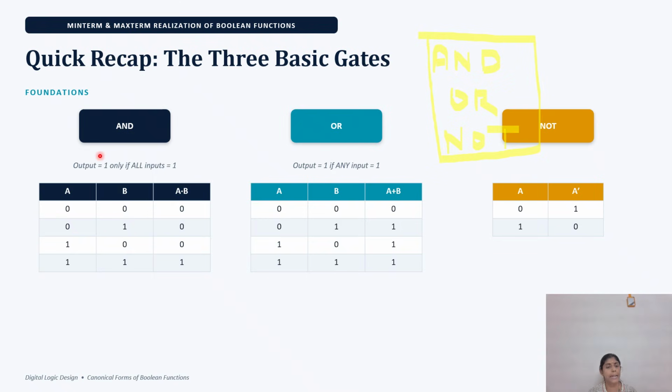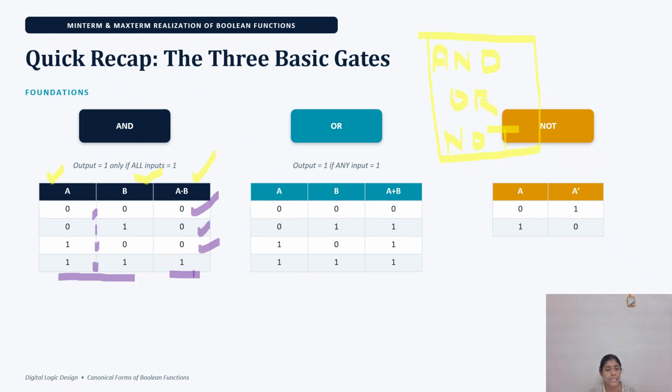In this AND gate, what is the AND gate? There are 2 inputs. Can you see? The inputs are A as well as B, right? What is your output? Y is equal to A dot B. Consider it a dot representation. 0 dot 0, 0 dot 1, 1 dot 0, as well as 1 dot 1. 0 dot 0 is 0, 0 dot 1 is 0, 1 dot 0 is 0, 1 dot 1 is 1.